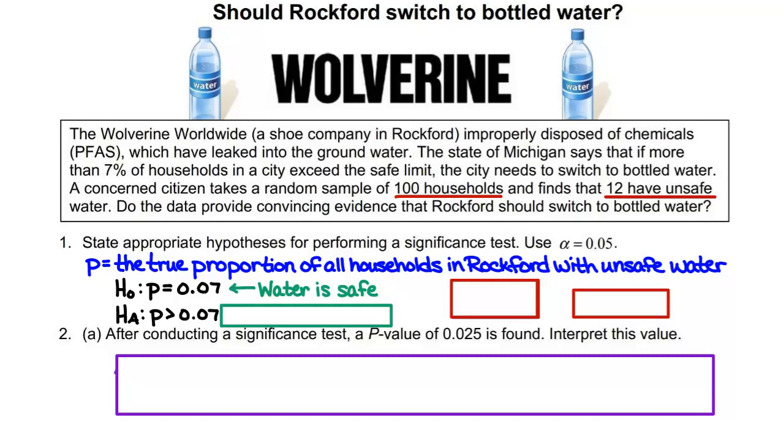What would that mean in context? Water's safe or unsafe? Unsafe. General rule across the board. The city should invest in bottled water. That's not just going to those households. It's getting into everybody's water. We're all switching to bottled water here. All right. So the H0 is that it's equal to 0.07. The HA is that it's greater than 0.07. You guys already told me the p hat is 0.12. What's the other thing that I need to have in the state section?